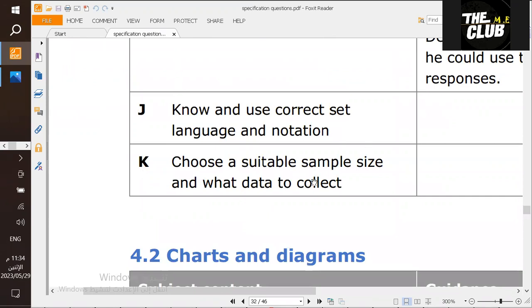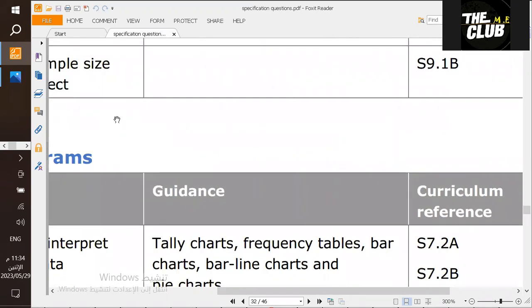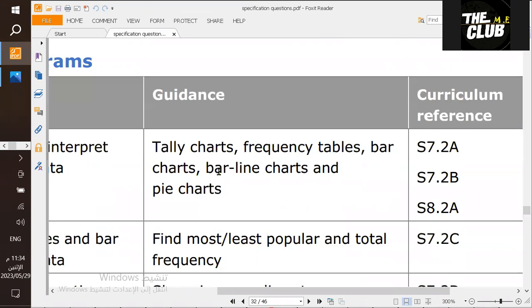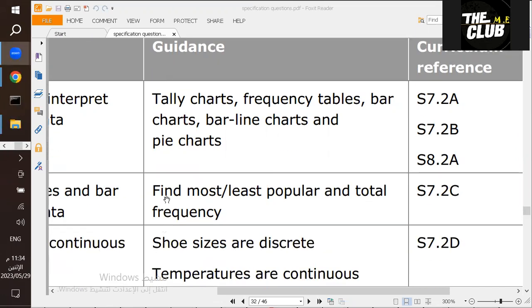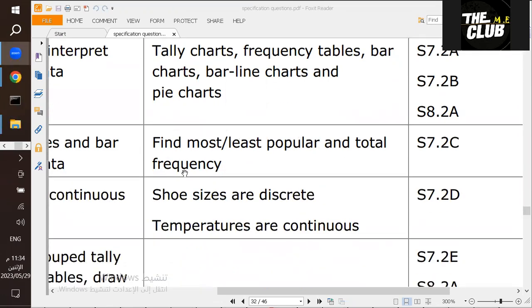Let's see language limitation, choose a suitable sample size. Never saw this before. You're supposed to be familiar with tally charts. Tally charts are the ones with four lines and then one cross. That's the tally chart, frequency tables, bar charts, bar lines, pie charts. You're supposed to be familiar with these things and how to answer them. That's the idea. Find most and least popular and total frequency. Yeah, most frequent, modes, the same idea.